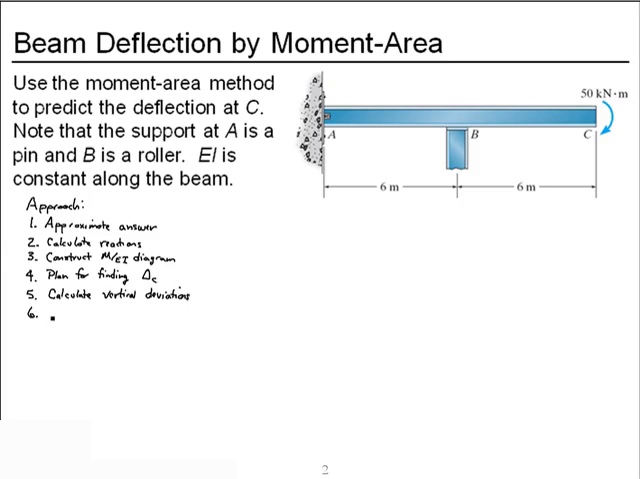Now the moment area method doesn't give us the deflection we're looking for directly. It gives us vertical deviations, and that's why the plan for finding delta C is needed: we need to know how to combine those deviations in just the right way to get the vertical deformation we're looking for. And then we'll compare with the approximation to make sure we have a reasonable result.